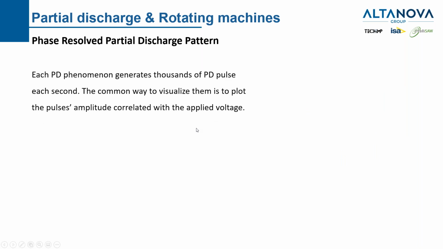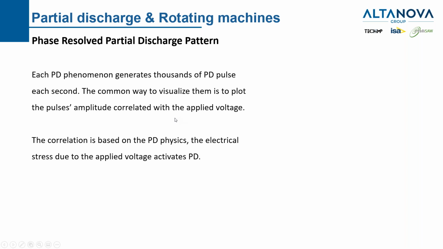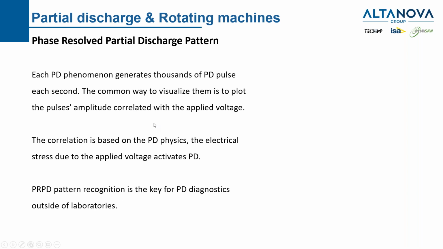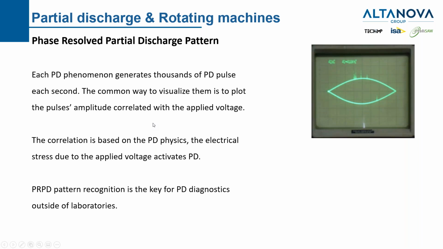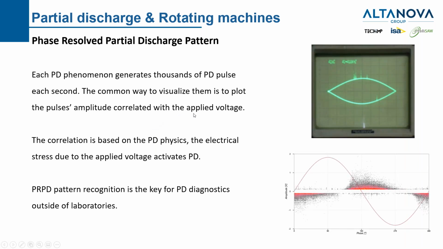How do we study the PD phenomena? We study PD phenomena through the phase-resolved partial discharge pattern, normally known as the PRPD pattern, where we save all the information of thousands of PD pulses recorded for each second, and we plot them correlated with the phase angle. On the top here, we have a historic Lissajous visualization of partial discharge, and on the bottom, a more modern visualization. We have on the vertical axis the PD pulse amplitude, while on the horizontal axis we have the phase angle when the PD occurs.